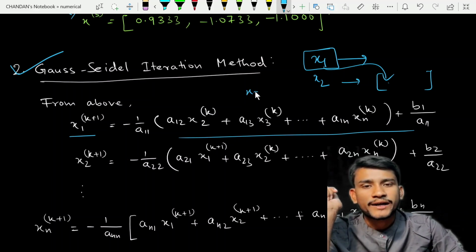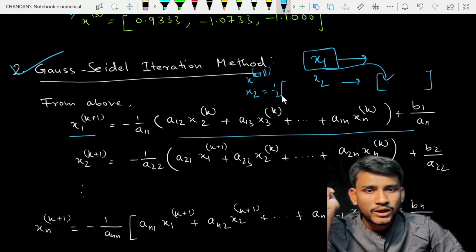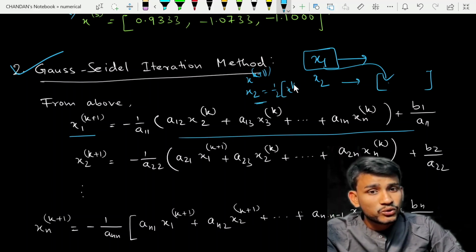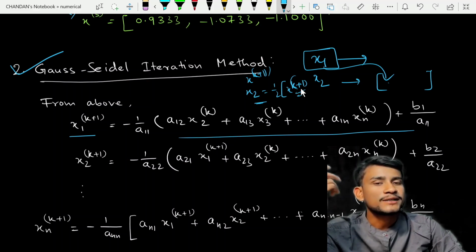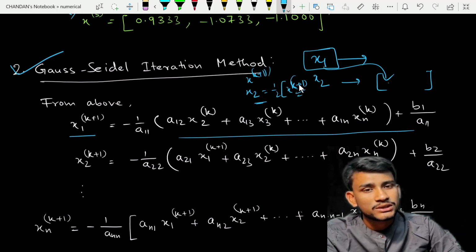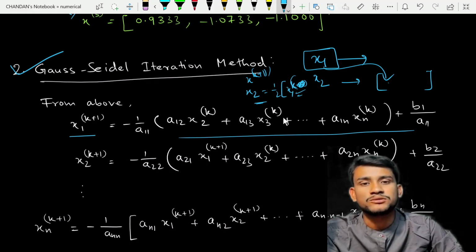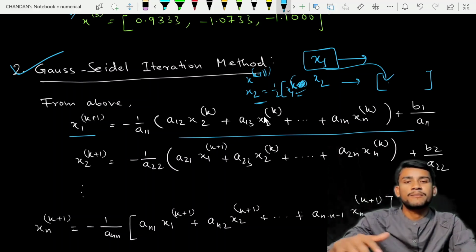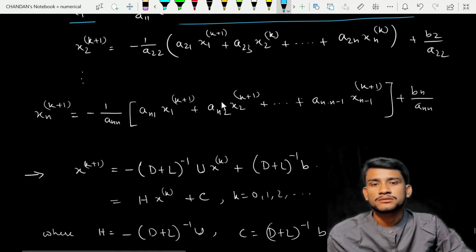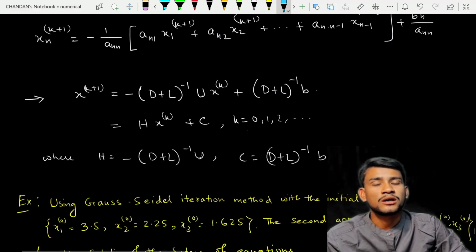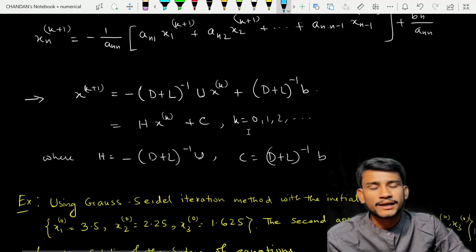That means if we find x1^(k+1), and x1 is included in the iteration of x2, then we use the value of x1^(k+1) here. But in the case of the Gauss Jacobi method, we use x1 to the power k only, that is the previous iteration's value. In the Gauss Seidel method we use the same iteration's values which are already computed. This is the difference between the Gauss Seidel method and the Gauss Jacobi method.